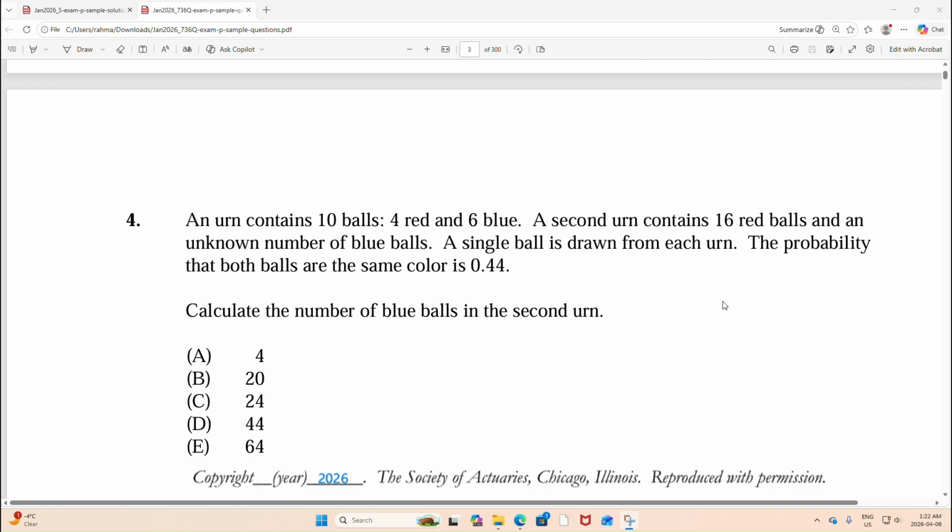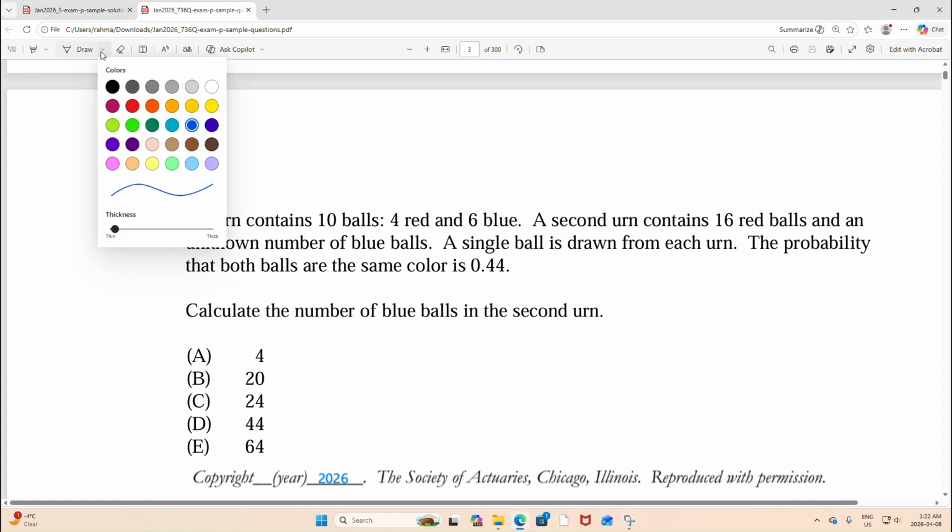Okay, so question number 4. An urn contains 10 balls, 4 red and 6 blue. A second urn contains 16 red balls and an unknown number of blue balls. A single ball is drawn from each urn. The probability that both balls are the same color is 0.44, and we want to know the number of blue balls in the second urn.